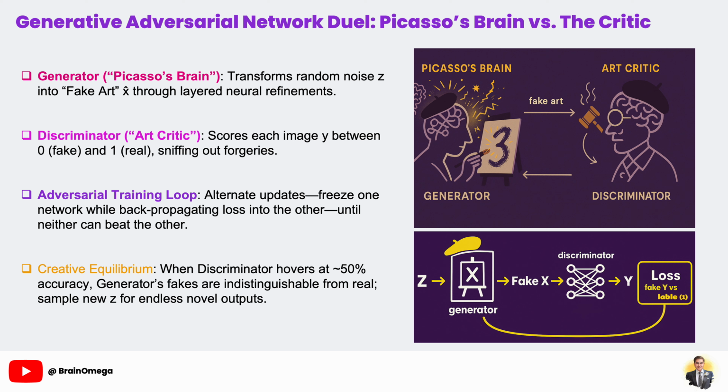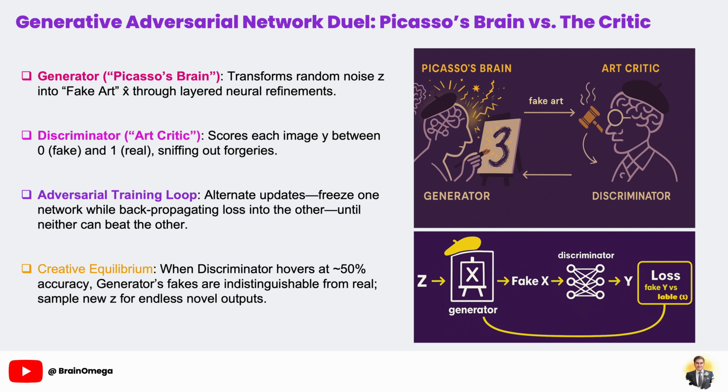Step 1. The generator, our Picasso's brain, wakes up to find nothing but noise. A random vector z, think of it as TV static. This noise alone carries no shape, no meaning, but Picasso's brain transforms it through layers of neurons, each layer refining the scribble. Out pops fake art, which we call X, a smudgy approximation of a real digit, maybe a blurry 5 if we're training on handwritten numbers.